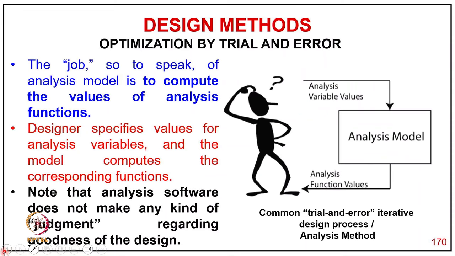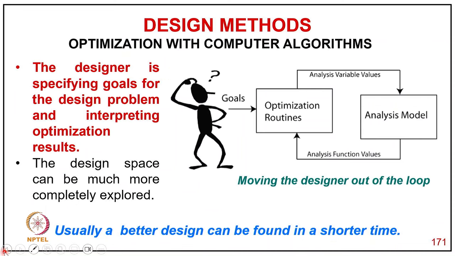So now coming to optimization by trial and error, the job of the analysis model is to compute the values of analysis functions. Given a specific value for the analysis variables, the model computes the corresponding functions. Note that analysis software does not make any kind of judgment or decision regarding the goodness of the design. The computer is used only for calculation, and the designer of course takes this trial and error iterative procedure based on his decision.